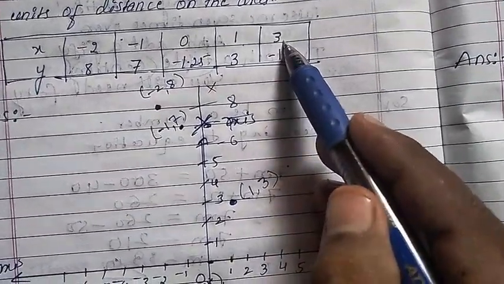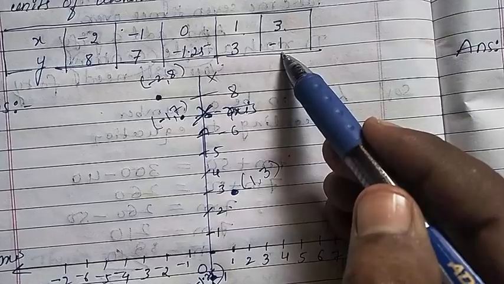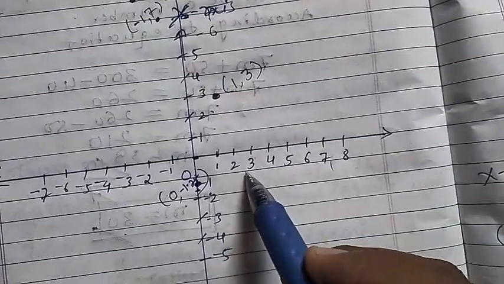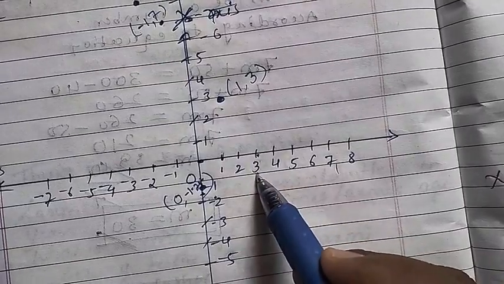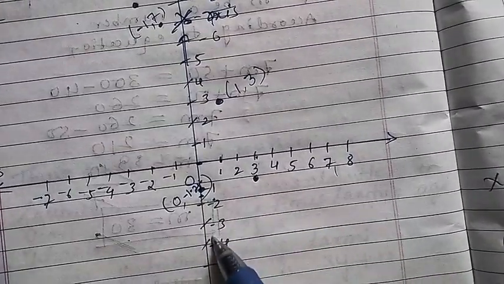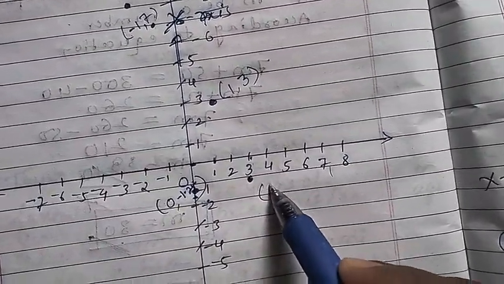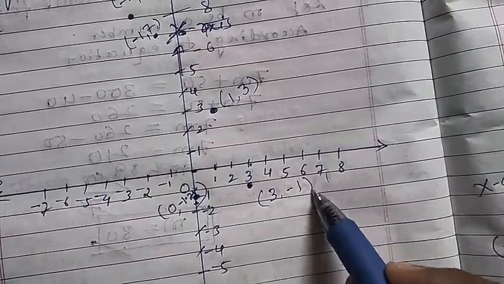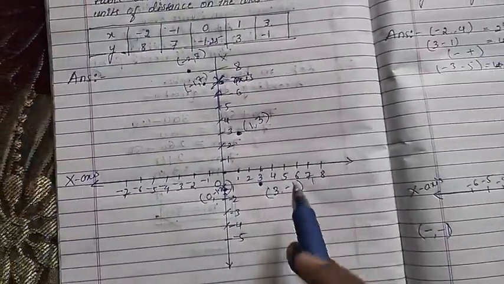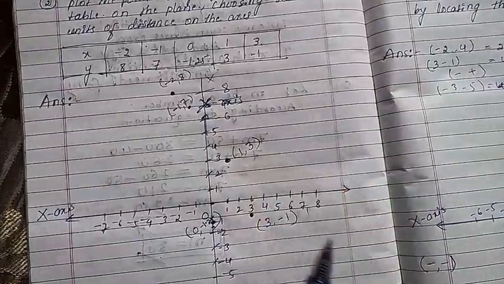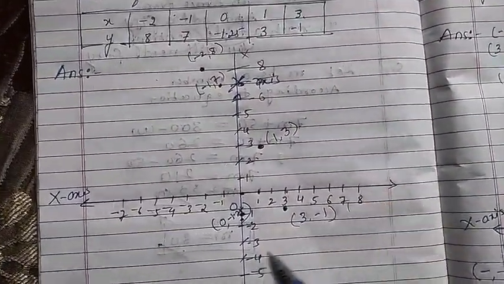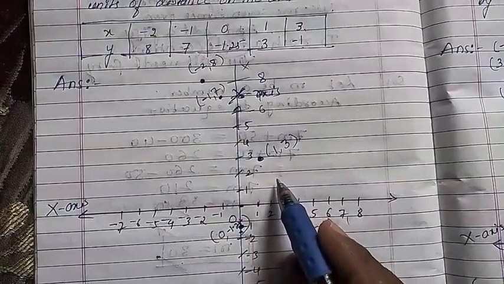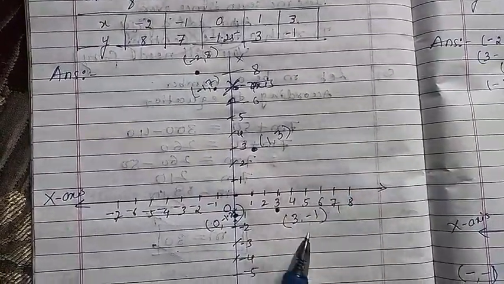Clear? Now the last one: x is 3, y is minus 1. Now x is 3, y is minus 1. Minus 1 means where do you have to move? Down, because this is the minus y-axis. Now x is 3, y is minus 1. I hope you understood how to locate a point on the Cartesian plane. Clear? Now you should draw the graph like that, look at the points like that and write the coordinate points here.